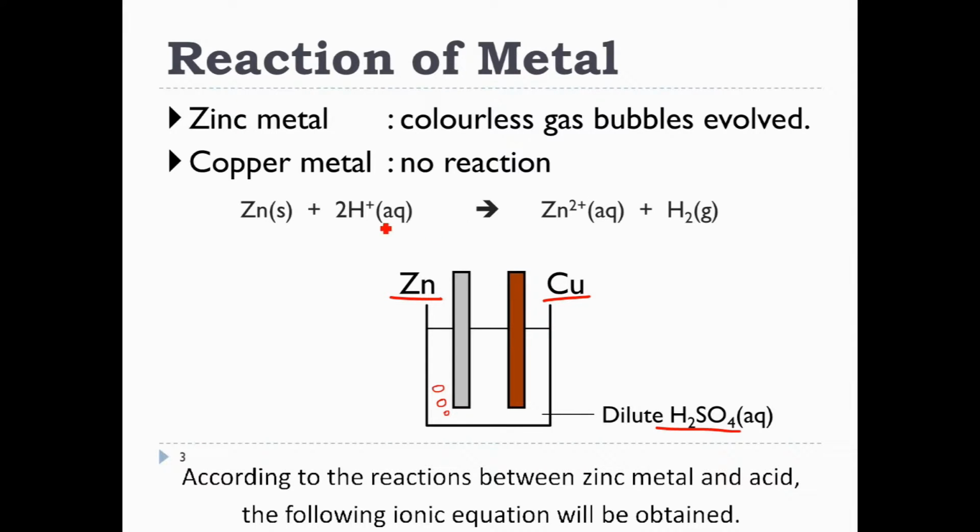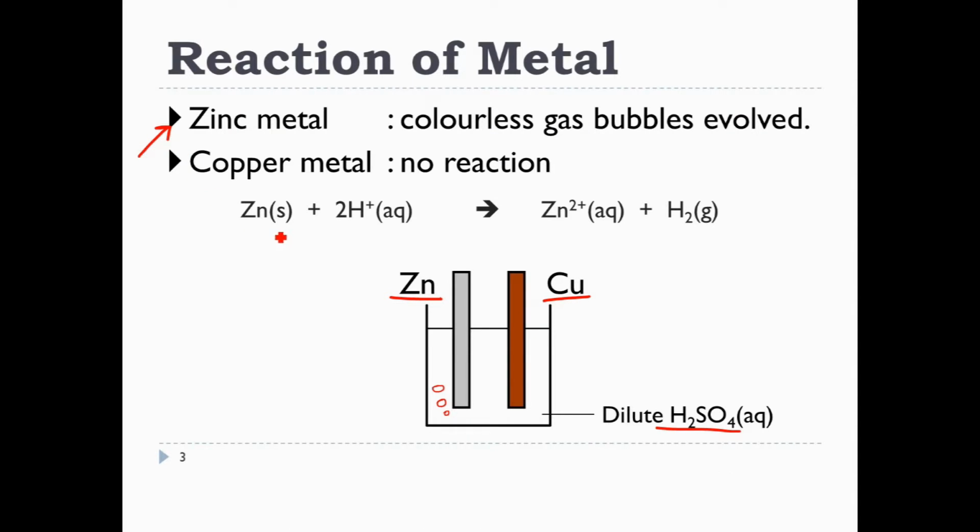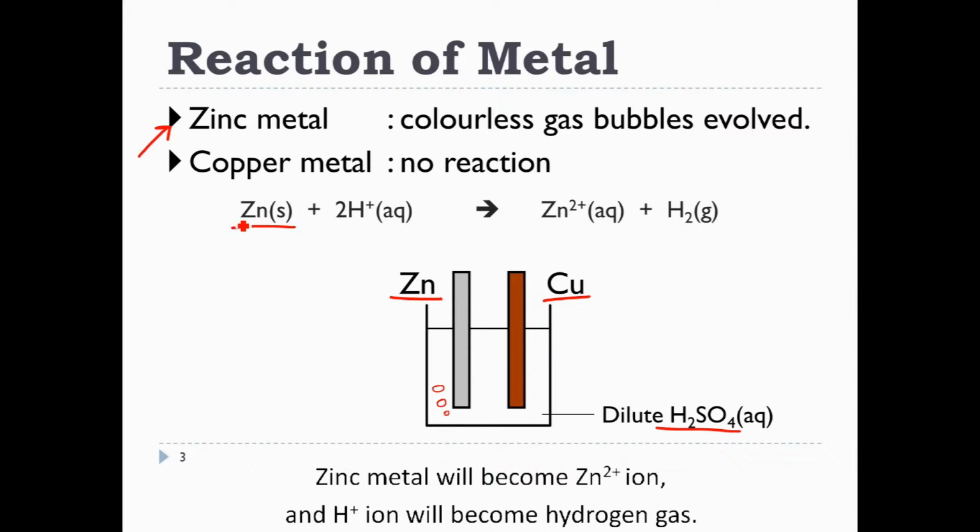According to the reactions between zinc metal and acid, the following ionic equation will be obtained. Zinc metal will become Zn2+ ion, and H+ ion will become hydrogen gas.